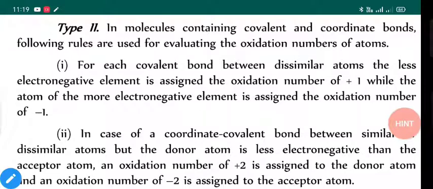So these are already mentioned in the textbook. Now let's move on to our new type, type 2 exceptional cases. These exceptional cases generally carry covalent and coordinate covalent bondings. Now what is the difference between covalent and coordinate covalent bonding? First, let's discuss it.